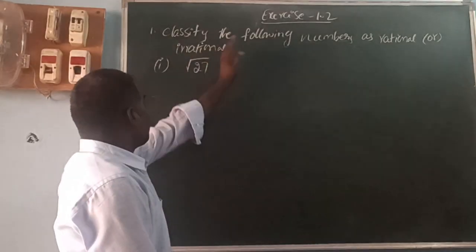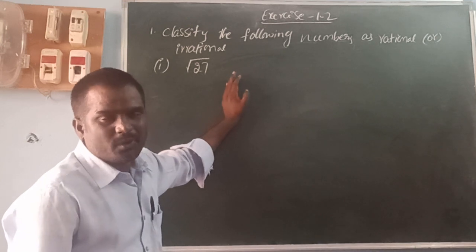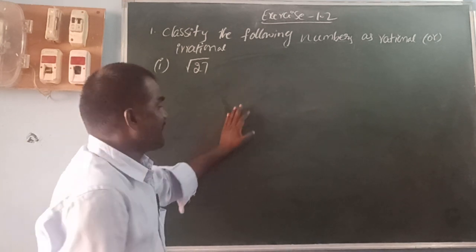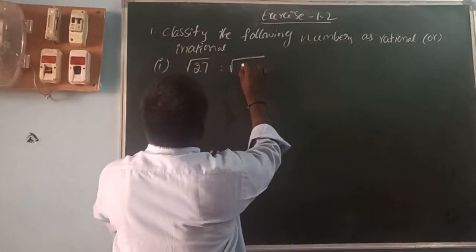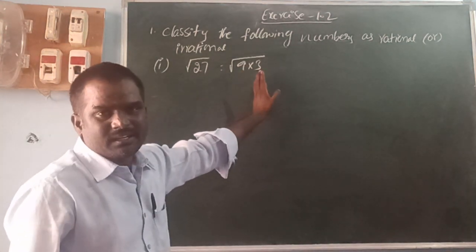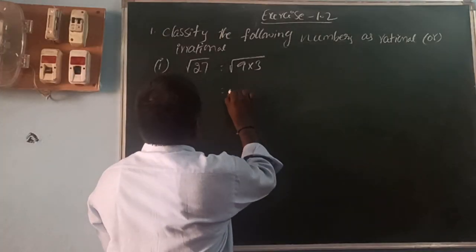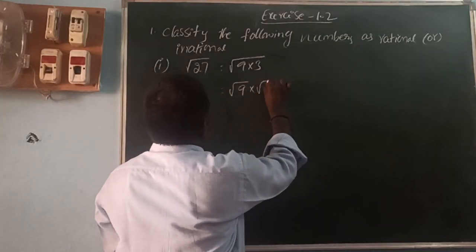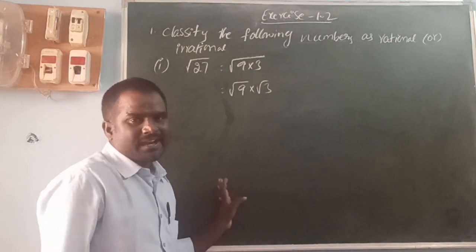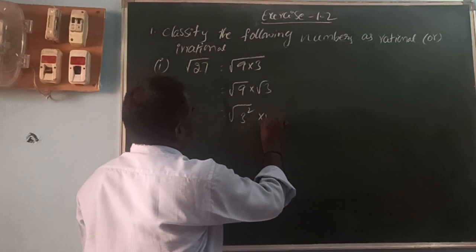Okay, here first one. What is that? Square root 27. How can we write 27? 9 threes, that is 9 into 3. So here square root of a into b is square root a into square root b. So that is square root 9 into square root 3. Okay, 9 how can we write? 3 square. That is square root of 3 square into root 3.